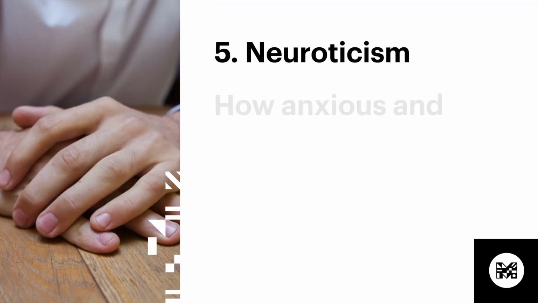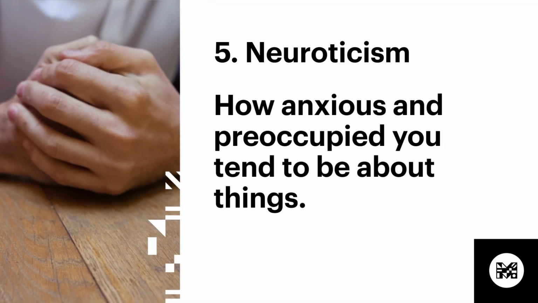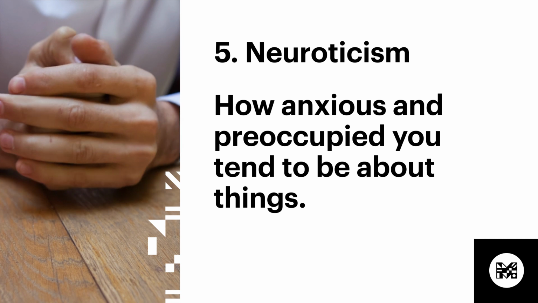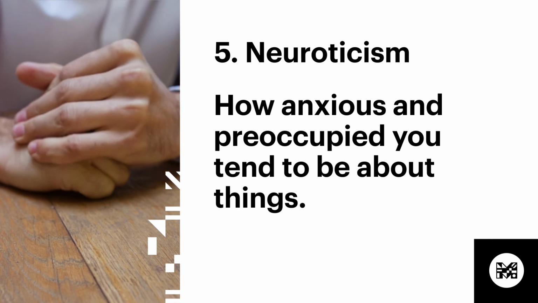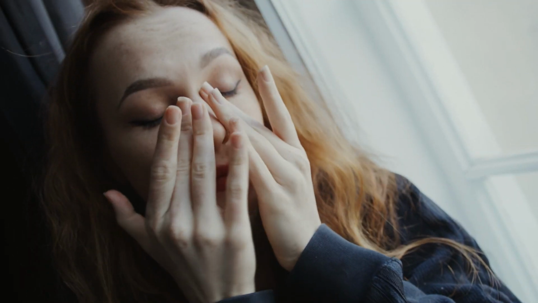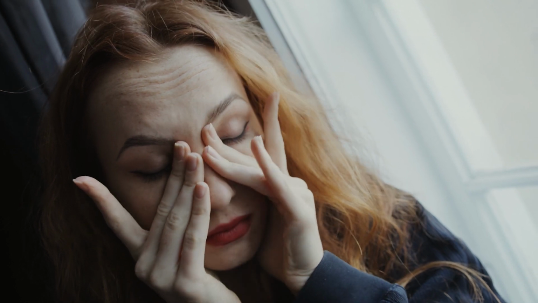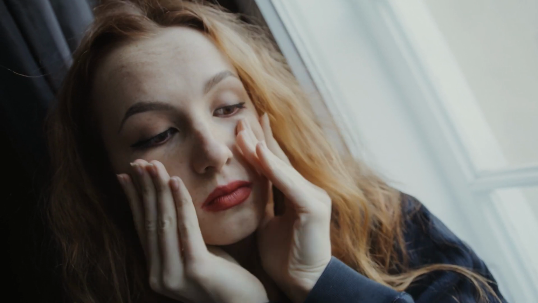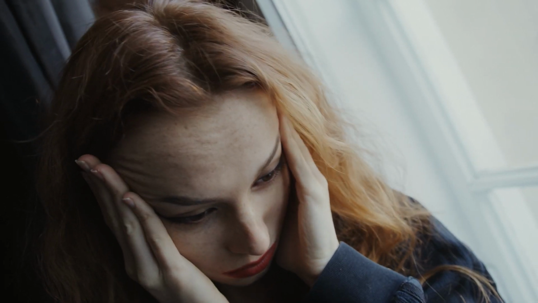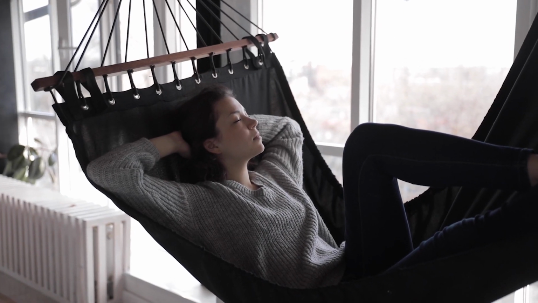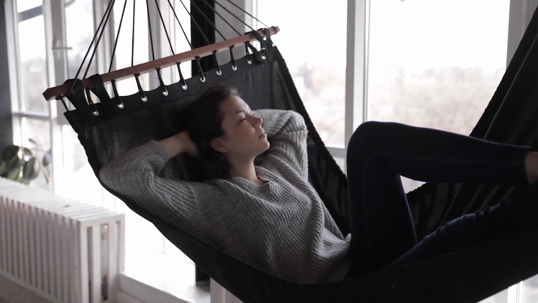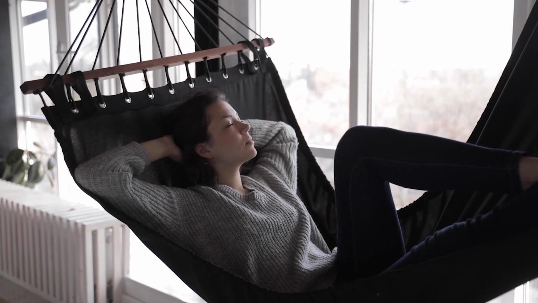The fifth and final personality trait is neuroticism, or how anxious and preoccupied you tend to be about things in general. People with high levels of neuroticism are easily worried, experience dramatic shifts in their moods, and have difficulty coping with stress. By contrast, those with low levels of neuroticism are more relaxed, fairly even-tempered, and just don't worry all that much.